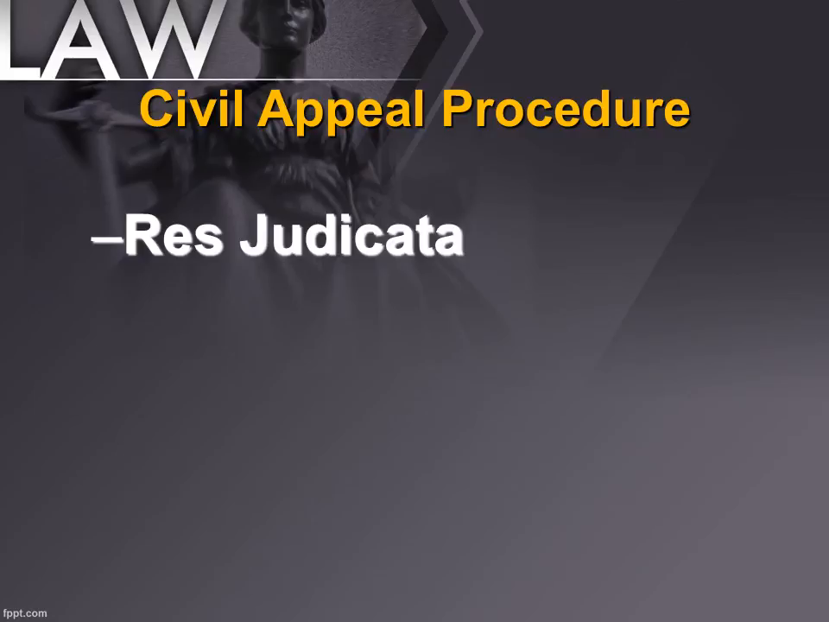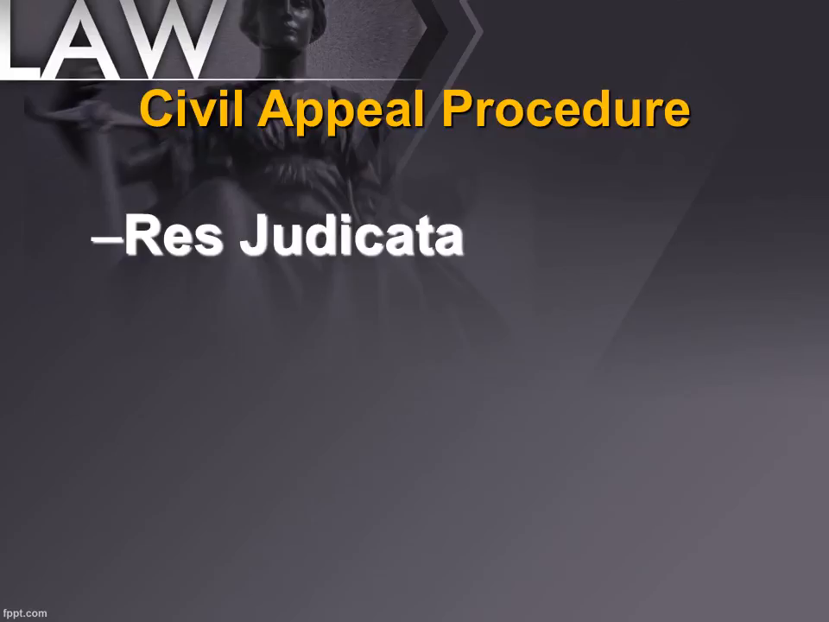Now, let's assume that we've taken it up on appeal. There are two ways to attack the appeal if you're the responding party. The first of these is res judicata, also known as claim preclusion. You're arguing that the legal claim being brought up on appeal has already been judged by the lower court. And when you say something is res judicata, you're arguing that it should not be judged again.